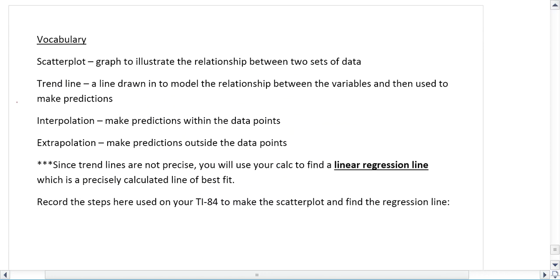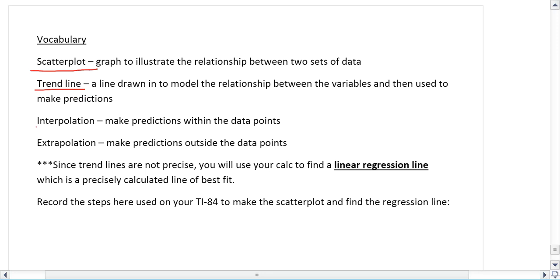A scatter plot is the graph that illustrates the relationship, whether it's linear or, if it's U-shaped, quadratic. So we look at that, and we're going to be looking at that on our calc screen. A trend line is the line that's drawn in the best way possible to model the relationship between the two variables. And then we'll use that equation to make predictions.